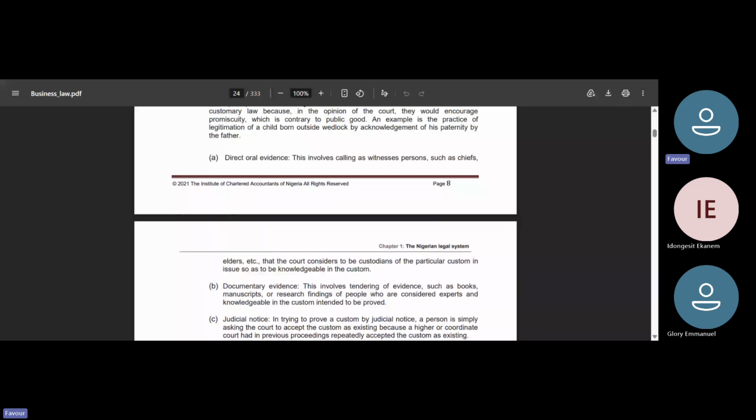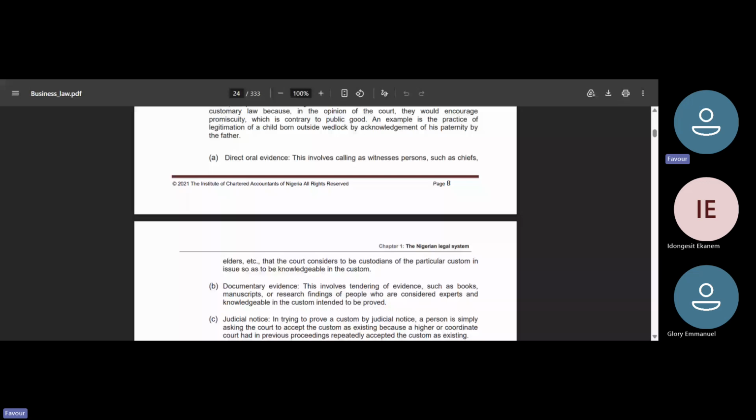Then they have the documentary evidence. These are evidence that have been documented, such as books, manuscripts, or research findings, right, by people considered as experts or knowledgeable in the custom. This can be historians that have been considered to be experts in this particular custom.